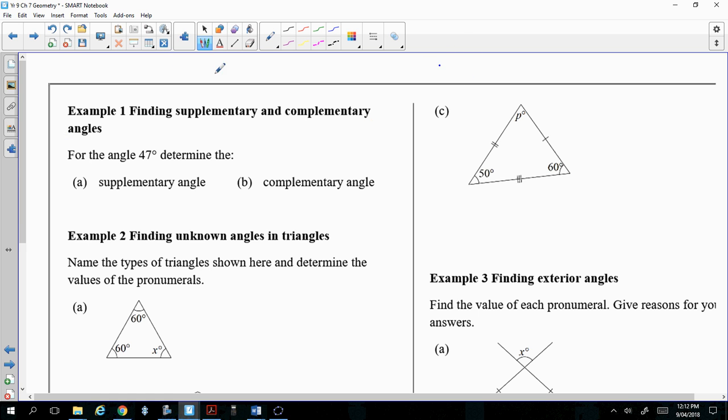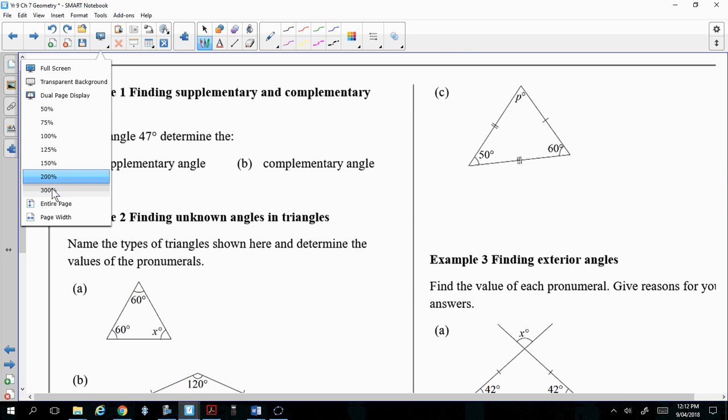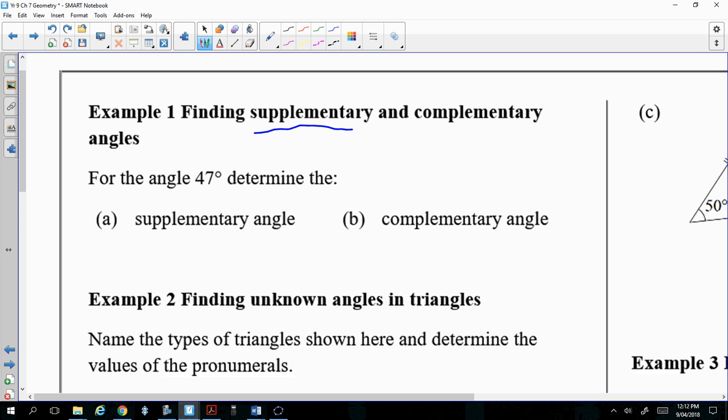Now, example 1, we need to know these words like supplementary and complementary. Who remembers what they mean? What does supplementary mean? What does complementary mean? No, just remember S stands for straight. Yes, 180 degrees. So just remember C comes before S, so that's one less, right? 90 degrees. Complementary is 90, supplementary 180. Means they add up to 90 if it's complementary. If it's supplementary, they add up to 180. We'll show you a diagram.